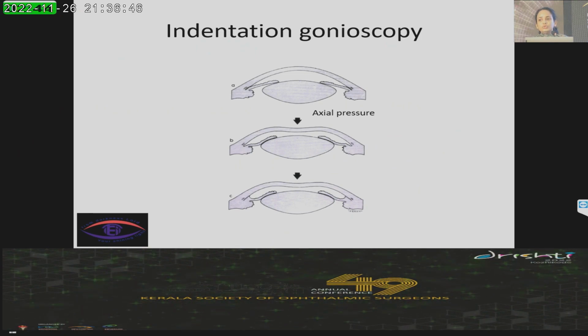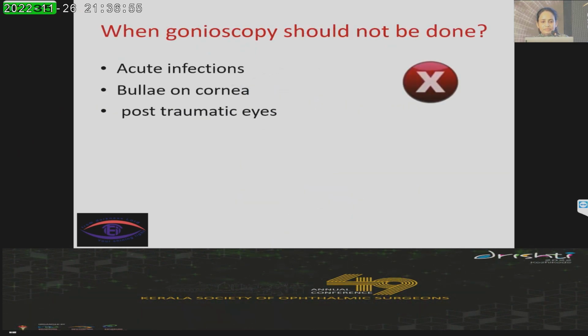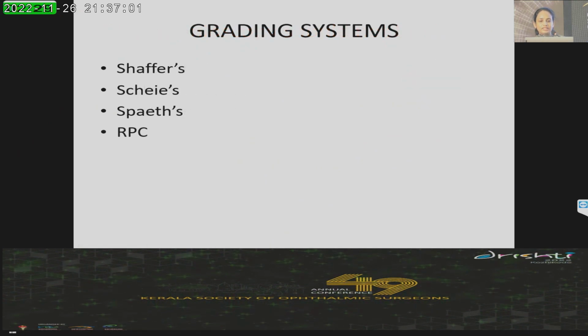Here with the lens you exert an axial pressure in the central cornea which pushes the aqueous to both sides, and in case of appositional closure this opens up the angle. Gonioscopy should be avoided in conditions of acute infections, in case of bullae on cornea and in post-traumatic eyes.